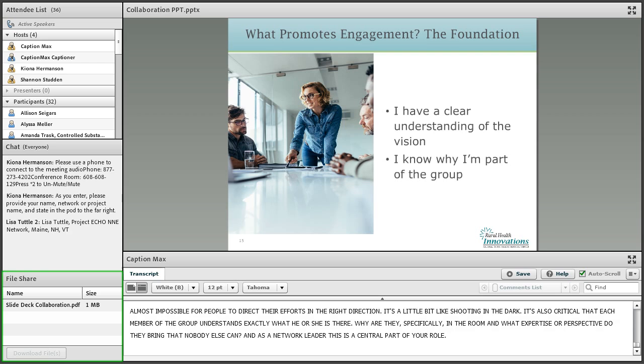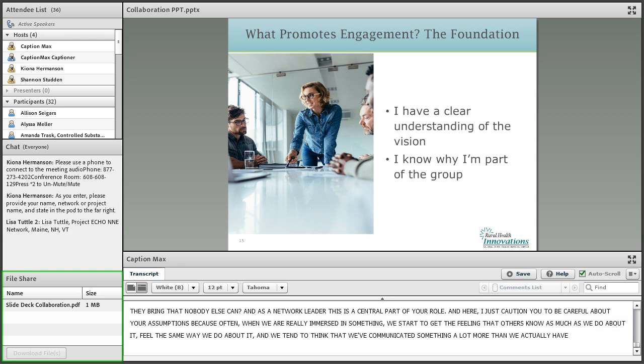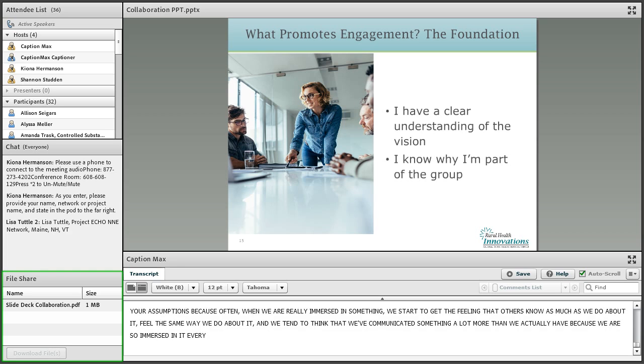So the foundations are two factors that really absolutely must be in place in order for any individual to be engaged in a group. One is for all group members to have a common understanding of the vision, the big why. What are we working toward? If there's a lack of clarity about what the group's trying to do, or there are different interpretations of what the group is trying to do, it's almost impossible for people to direct their efforts in the right direction. It's a little bit like shooting in the dark.